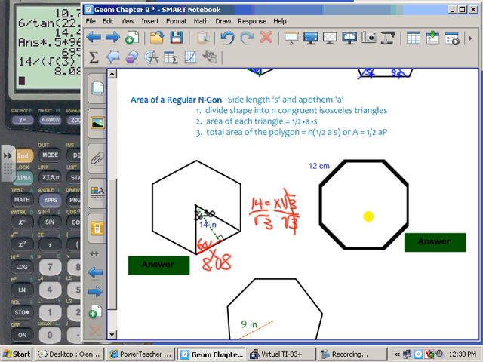Now, what I'd like to do is, let's divide the class in half. You guys find the area of this hexagon using the triangle method. Find the area of the triangle and then multiply it by 12. You guys, on this half, use the formula, 1/2 times apothem times perimeter. Okay? And let's see if we get the same answer.